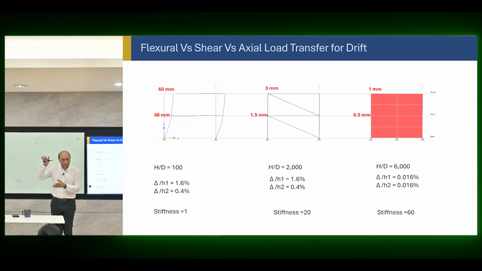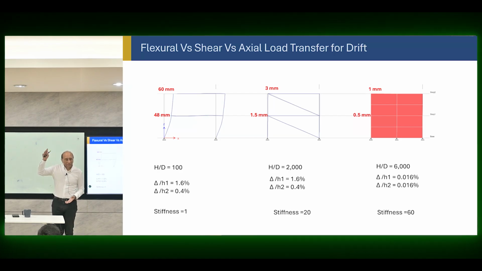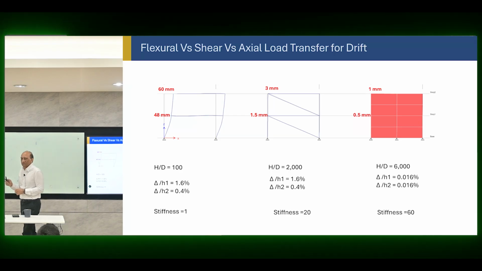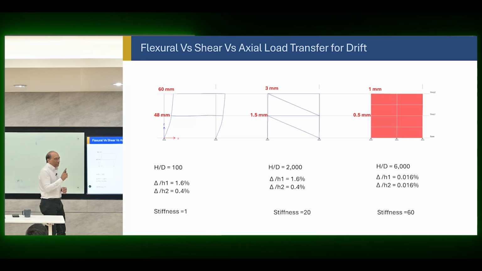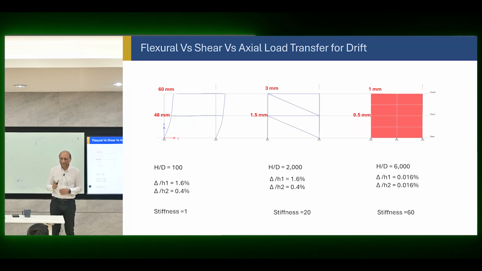Of course, this is a two-story building, but the story doesn't change. For very tall stories, this will depend on many other factors, and we will talk about that. But in general, we can see that if you resist the lateral forces by axial and shear, it is going to be more efficient than bending. That's what we see from here.